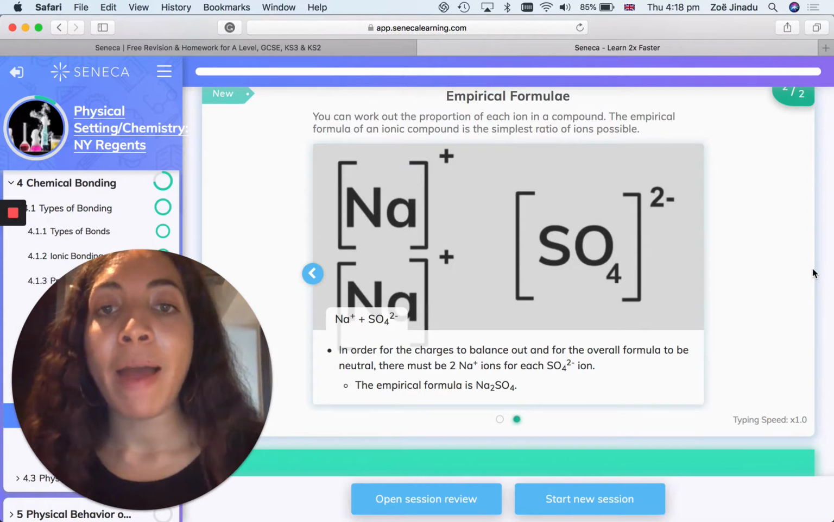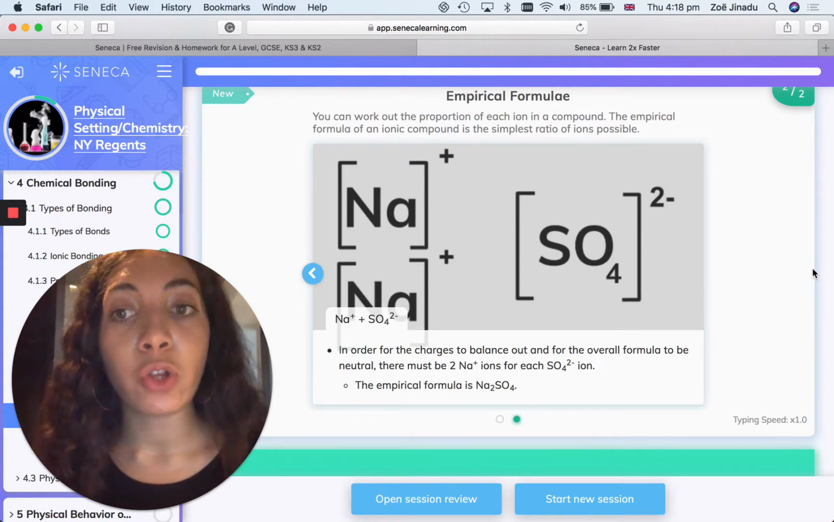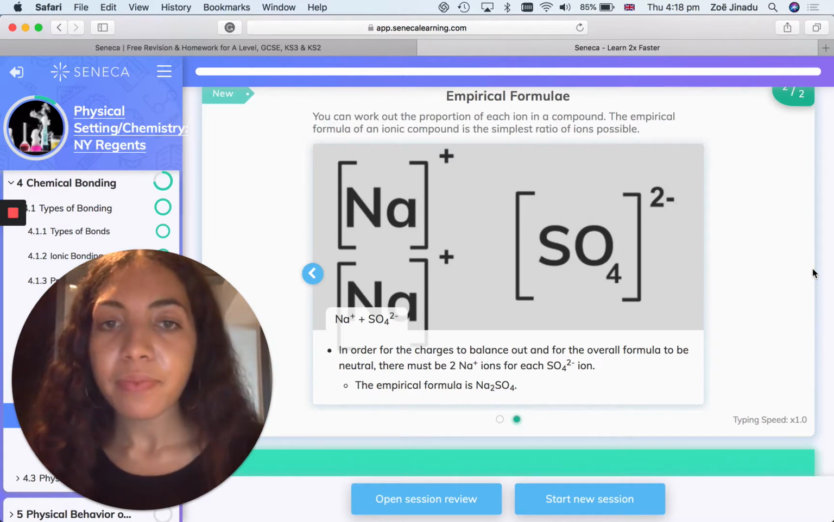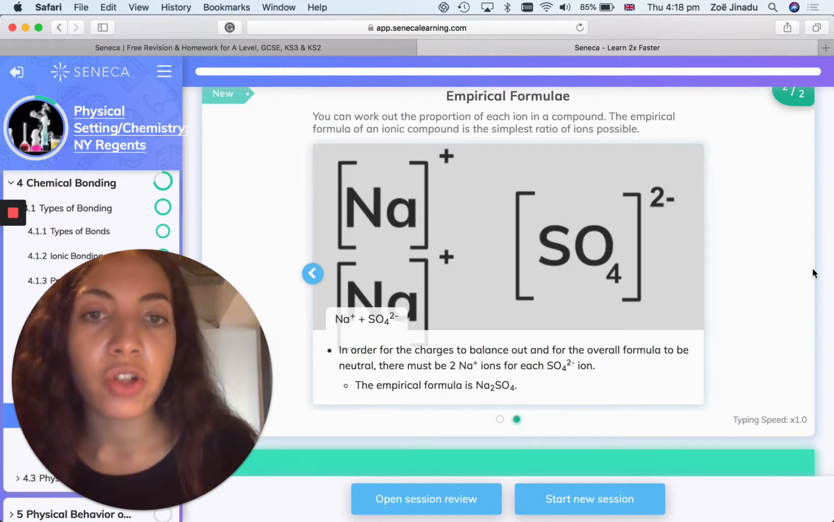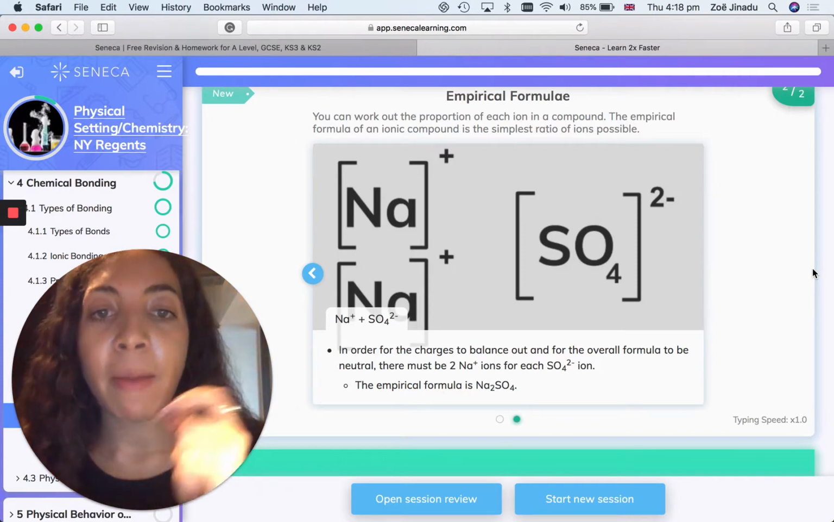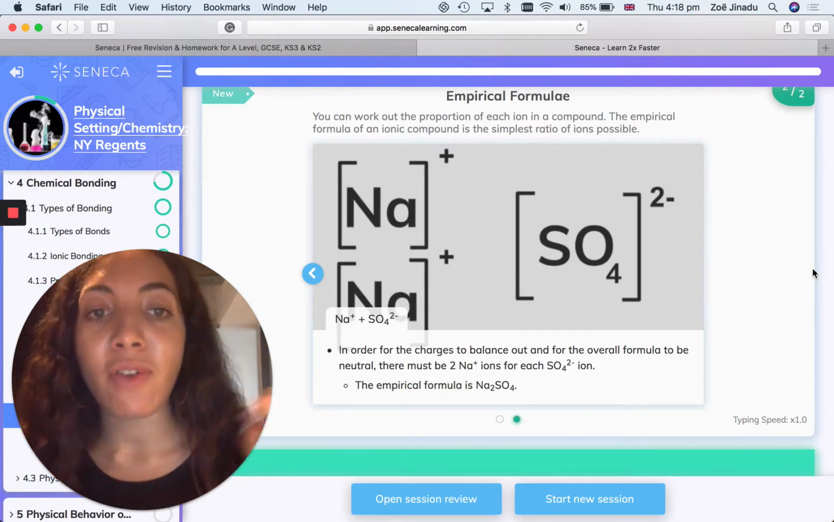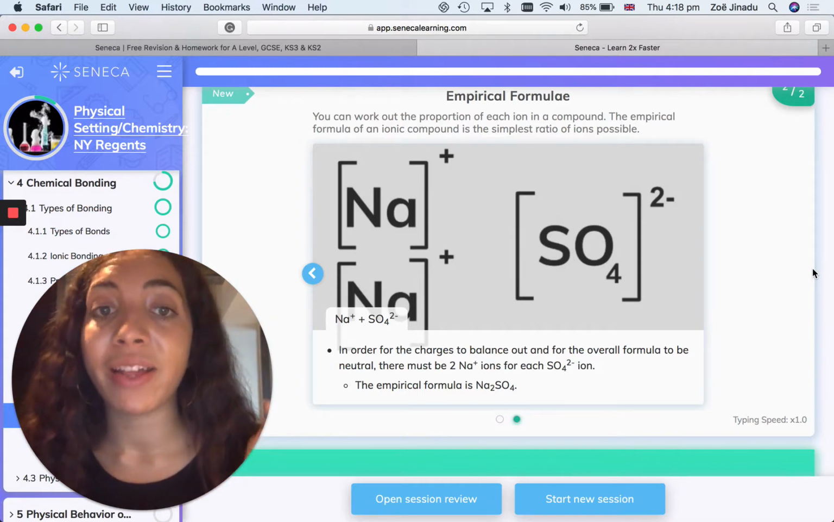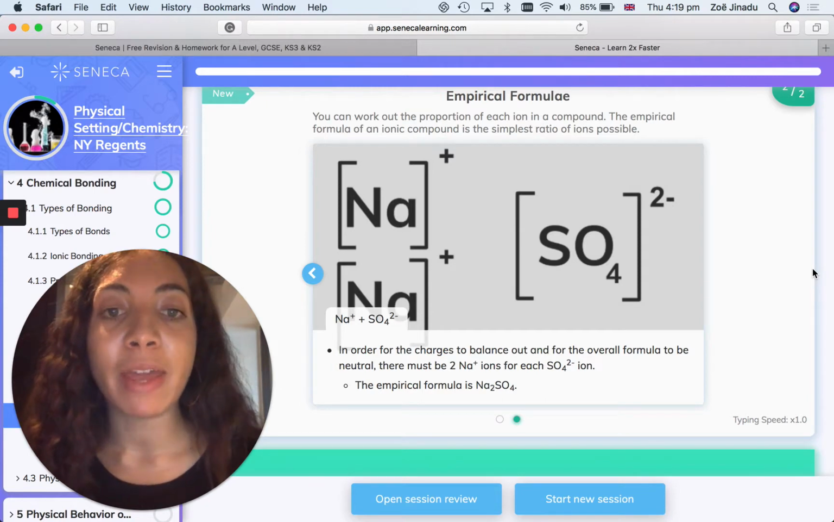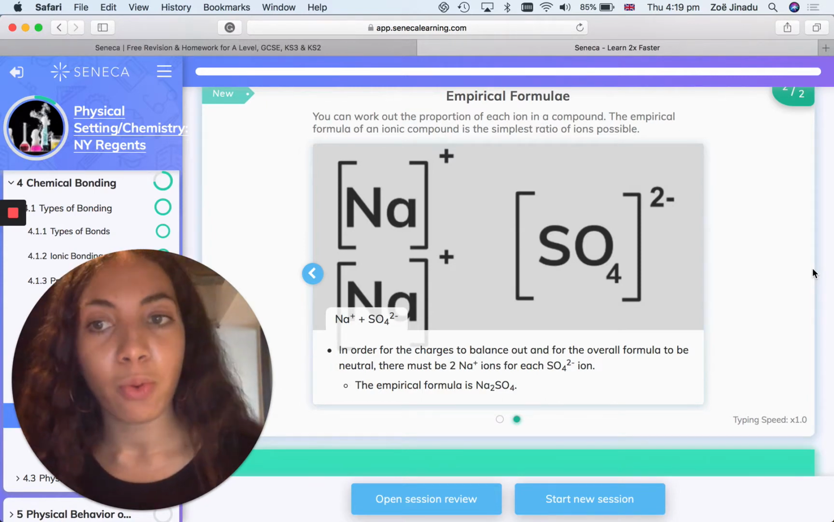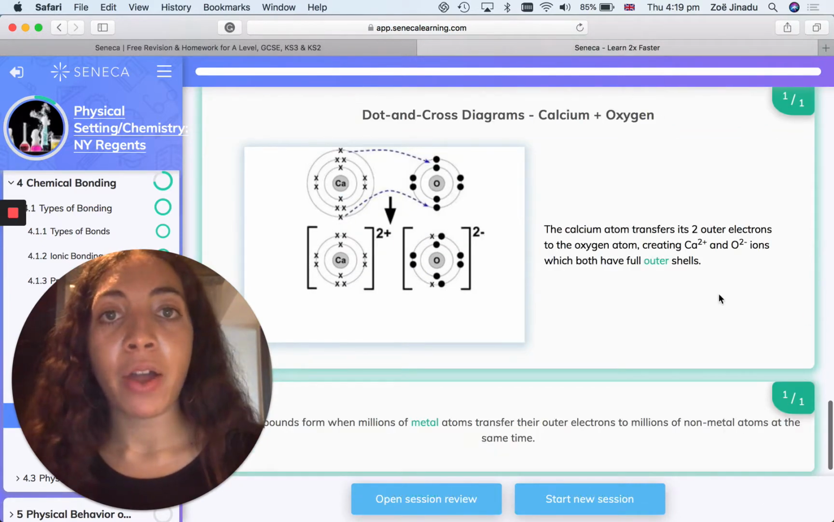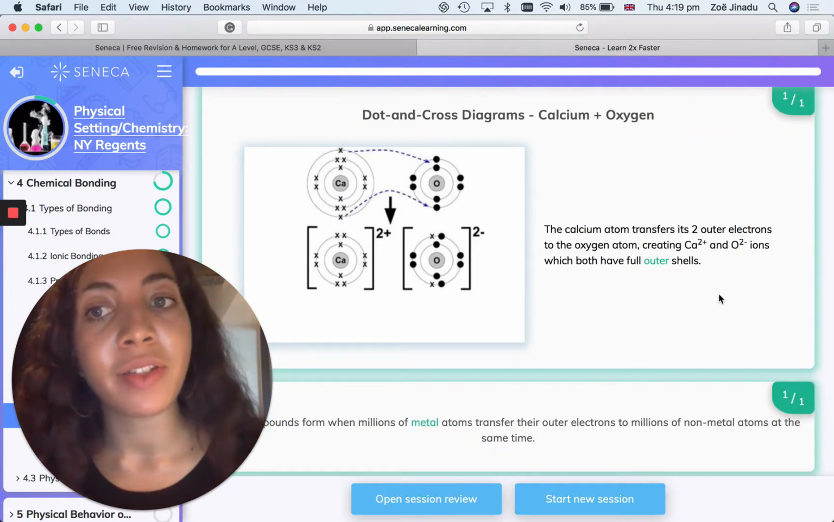Now with sodium and the SO4 sulfate ion, and we have the Na+ ion, in order for the charges to balance out and for the overall formula to be neutral, there must be two Na+ ions for each SO4 ion to balance it out. Therefore, the empirical formula is going to be Na2SO4.